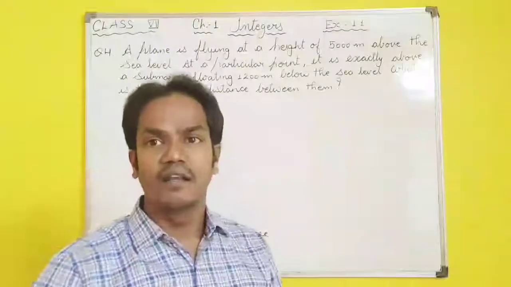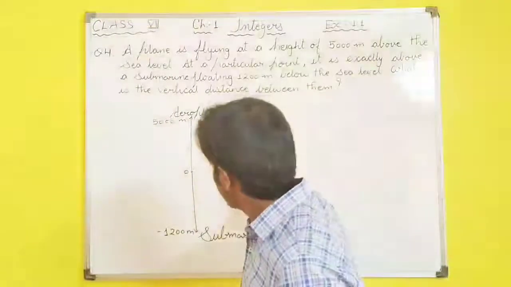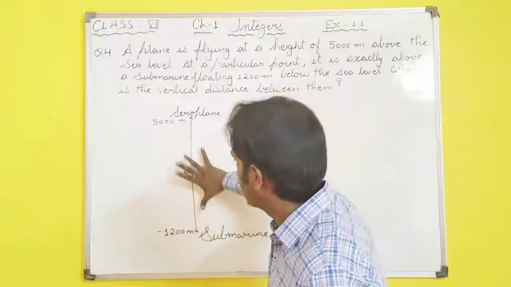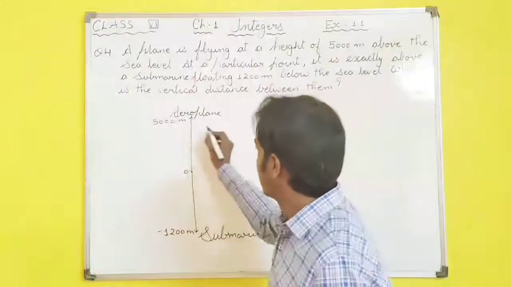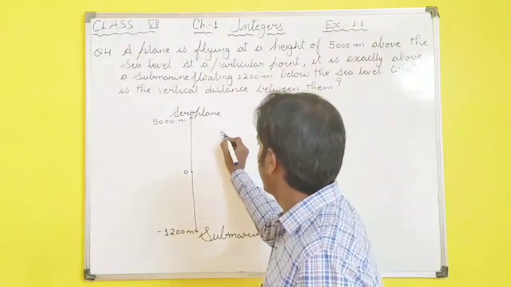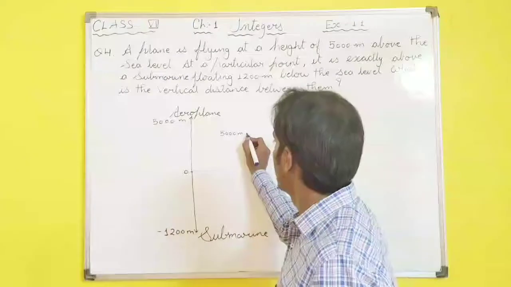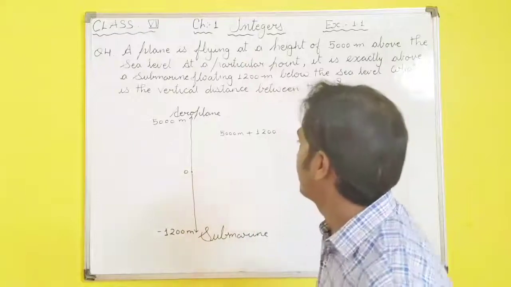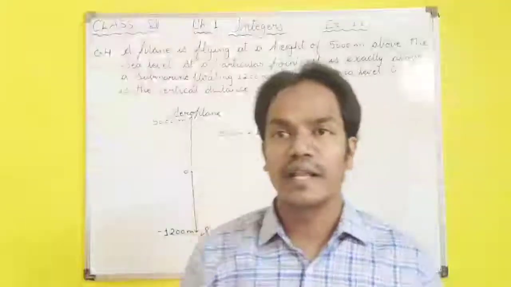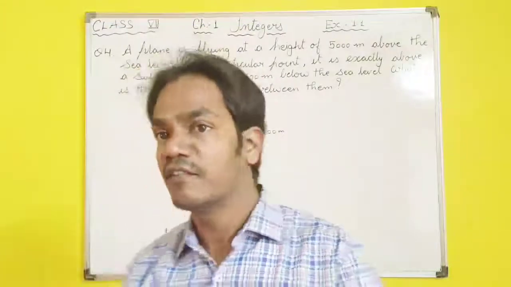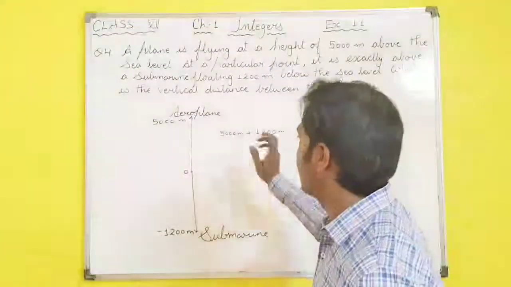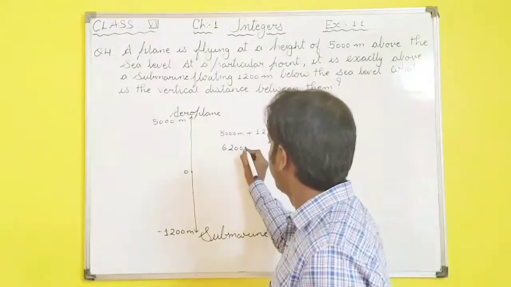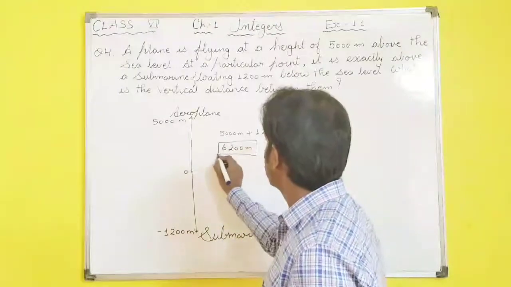So what you have to find? You have to find the vertical distance. This is known as vertical distance. The distance from aeroplane to submarine. This distance is known as vertical distance. So from sea level, aeroplane is flying at height of 5000 meter and the submarine is floating at 1200 meter below the sea level. We know that distance cannot be negative. So in place of minus 1200 I have taken plus 1200. I will add this to 5000, which gives 6200 meter. This is the vertical distance between them.